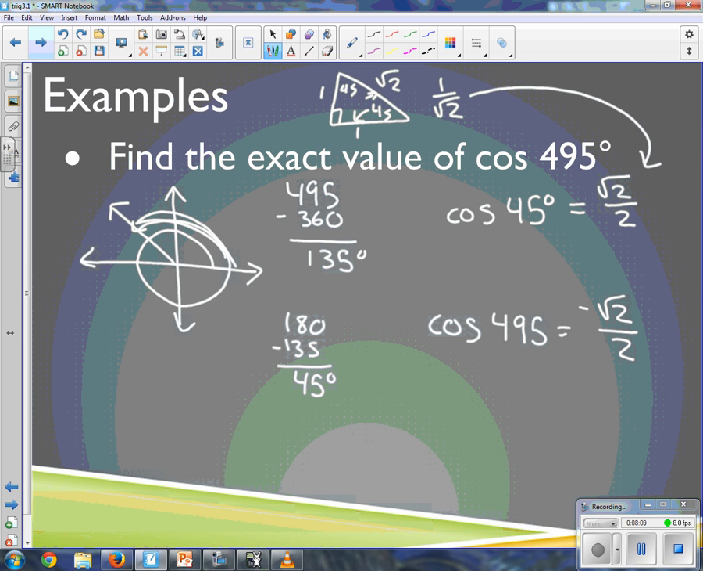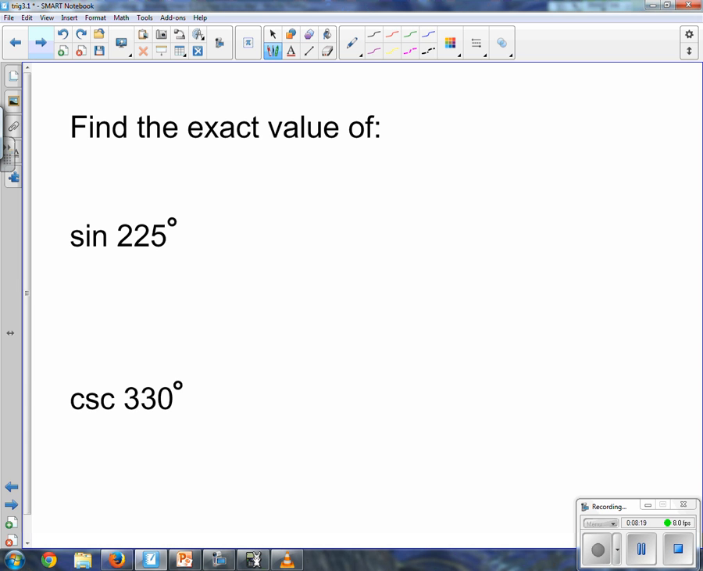And that's something you just have to think about before you finish each problem. Based on where your angle terminated, where are you? And then depending on which trig function you're finding in that quadrant, think about if it should be a plus or a minus. A couple more, same thing, sine of 225.